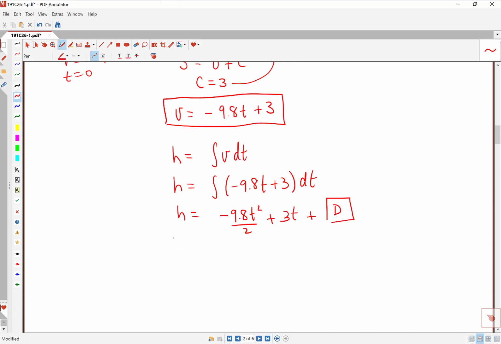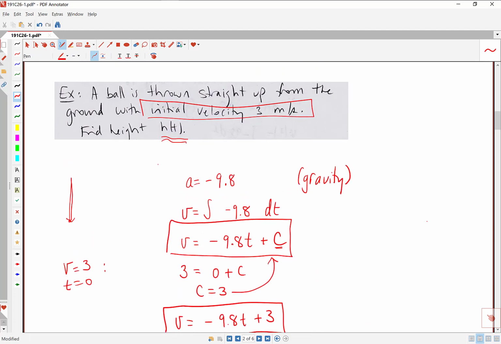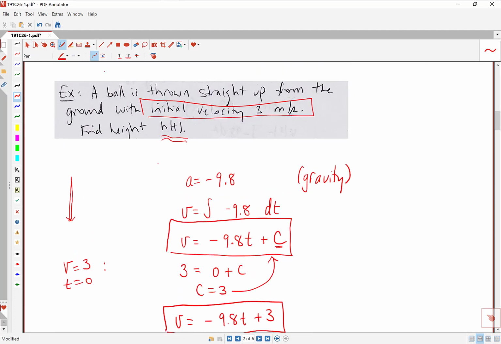All right, now let's see what we know about our height, because we should be able to figure out the value of D. I'm going to put this height function in a box so that we can come back to that quickly when we need to plug into it. So let's scroll back to our problem. What do we know about the ball? We know it's thrown straight up from the ground.